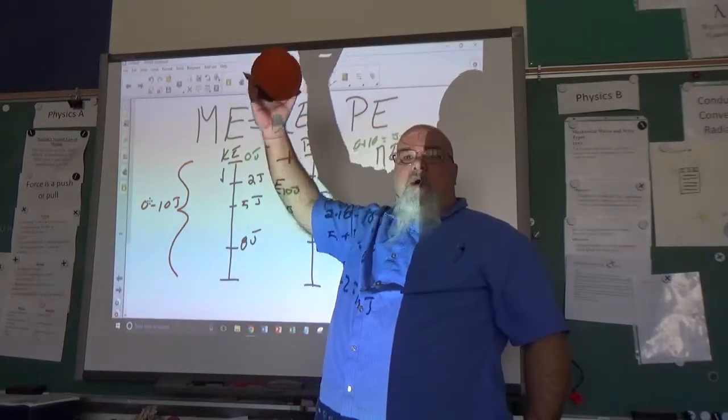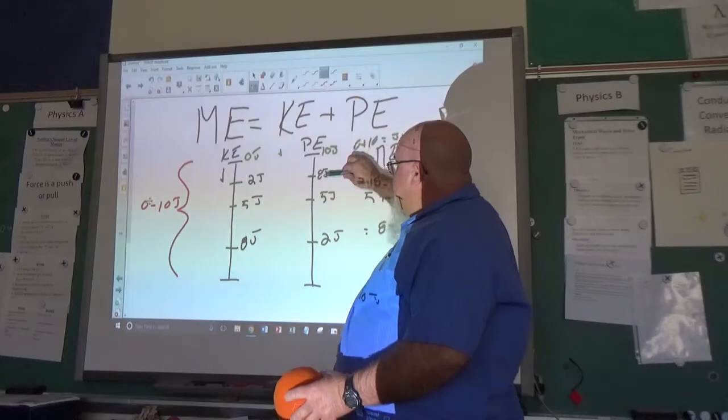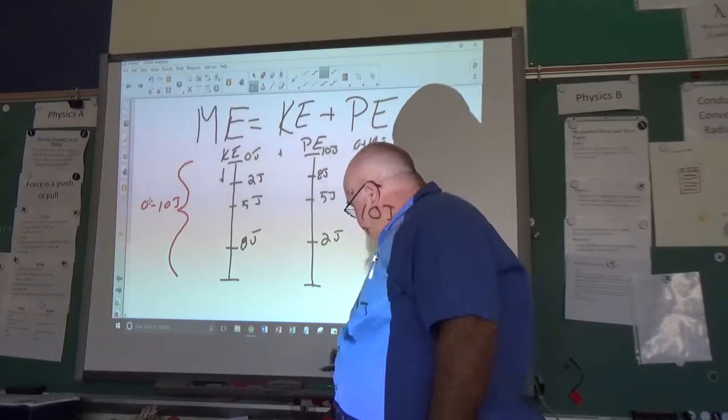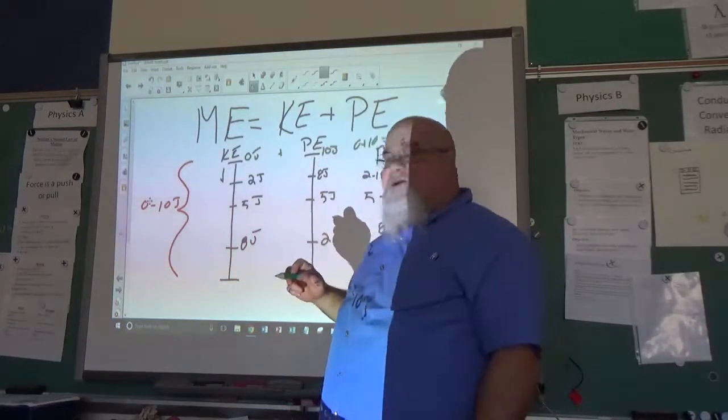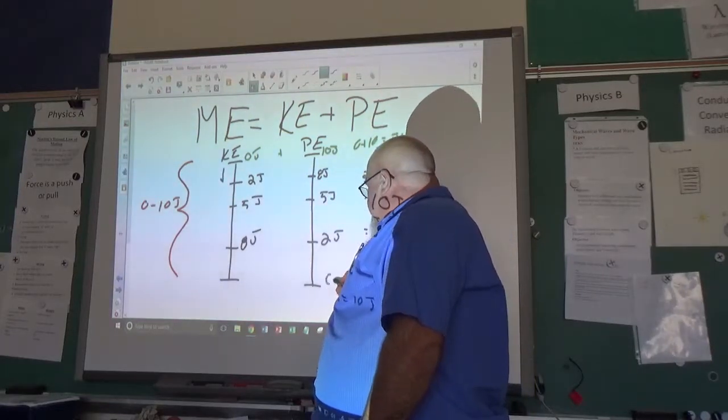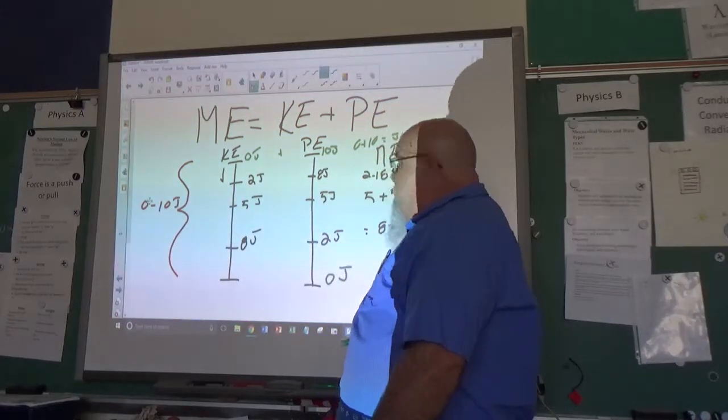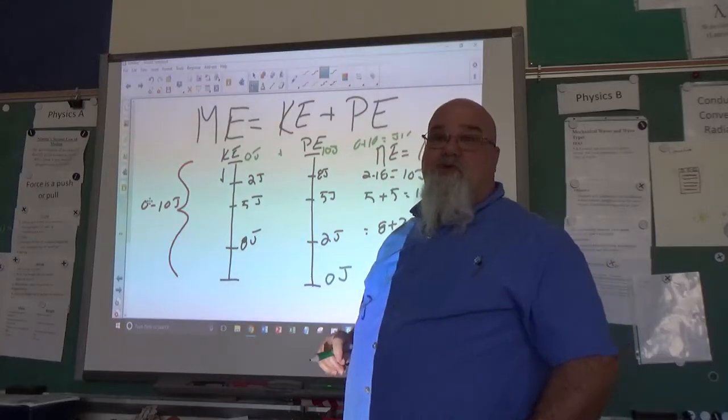As I let it go, as the height shrinks, so does my potential energy, and eventually it's going to hit the ground and come to a stop. At the ground, my potential energy will be 0 joules, 0 height.